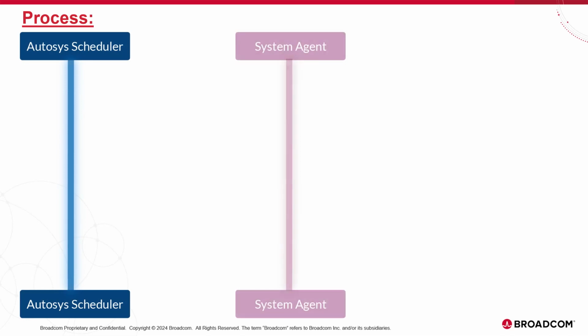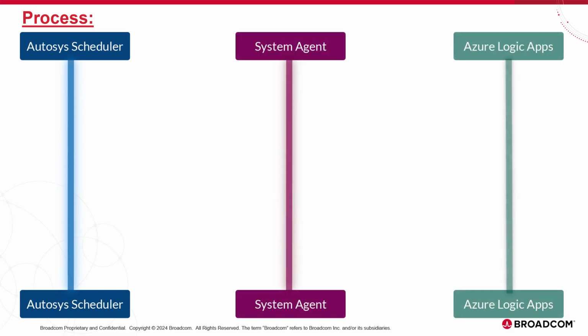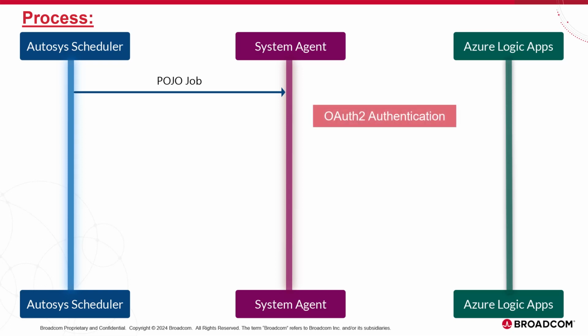We start with the three main components: the AutoSys scheduler, the system agent, and the Azure Logic Apps server. The AutoSys scheduler submits the POJO job to the system agent. The system agent acknowledges the job from the scheduler and initiates communication with the Azure Logic Apps server. Authentication is then initiated, with the system agent posting OAuth 2 authentication or access token authentication, depending on the specifications provided in the authentication J2EE properties.